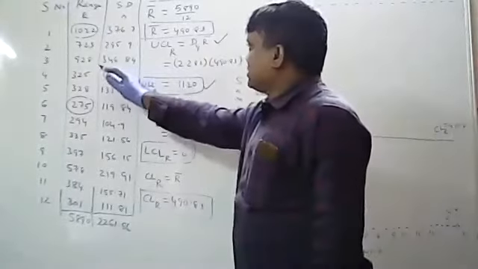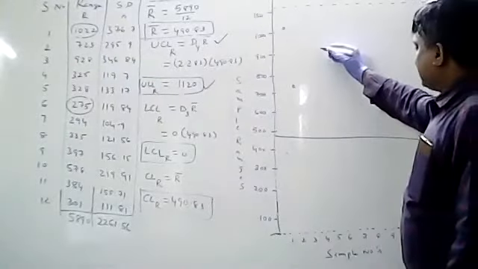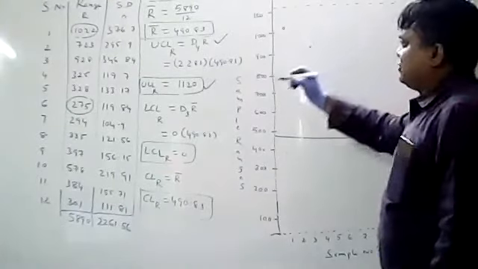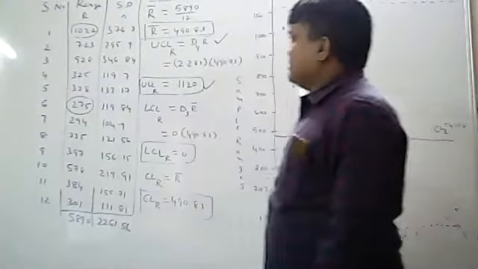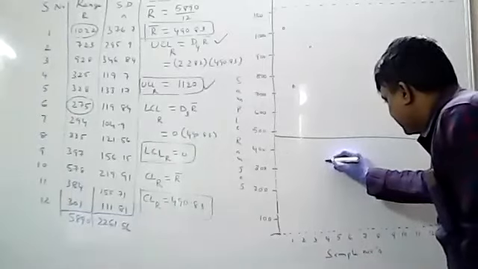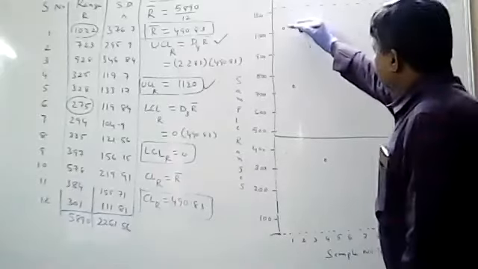Third sample. What is the third sample? The third sample is nothing but 928. Roughly you can identify 928. Next, the fourth sample is nothing but 325. Roughly you can identify the fourth sample, 325. When you identify these, you can join the points.